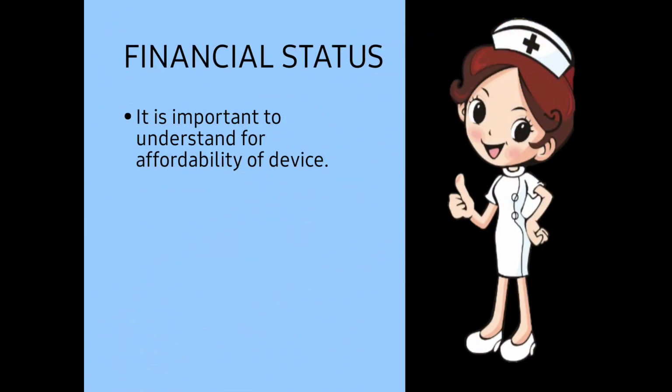Next one, financial status. Financial status is again very important. It is important to understand the affordability of the device. We will give the patient a device by which he or she can lead a simple life, as well as afford that device. For the affordability, we are supposed to ask the financial status of the patient.